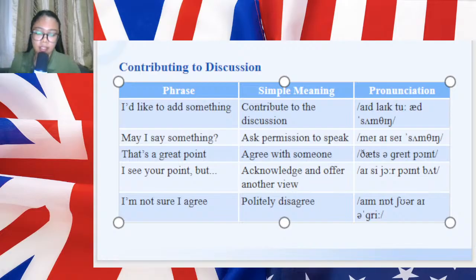All right. Moving on to the next phrase. "That's a great point." You use this when you want to agree with someone. You are expressing strong agreement and positive acknowledgement of an idea or a comment made by another participant in the meeting. This phrase not only indicates agreement, but it also praises the quality of the point being made.